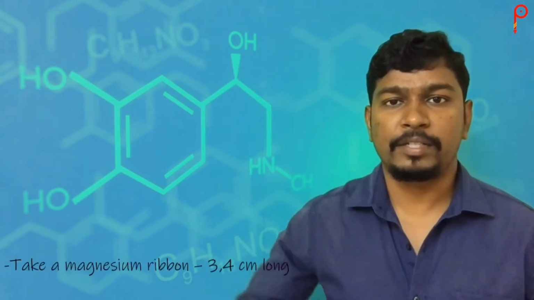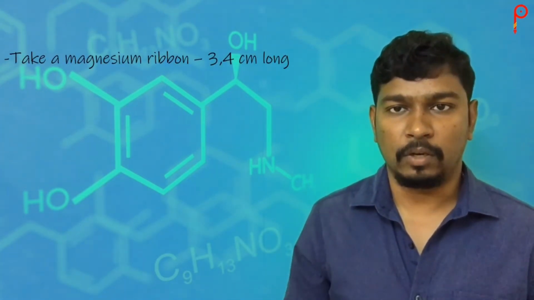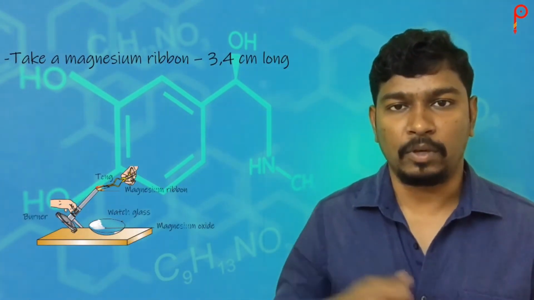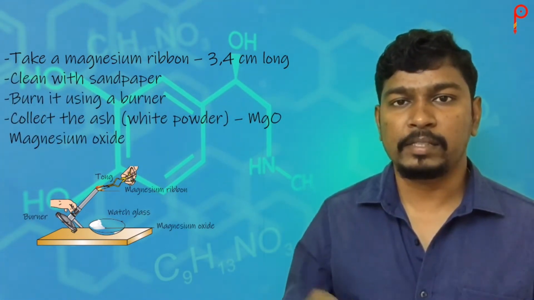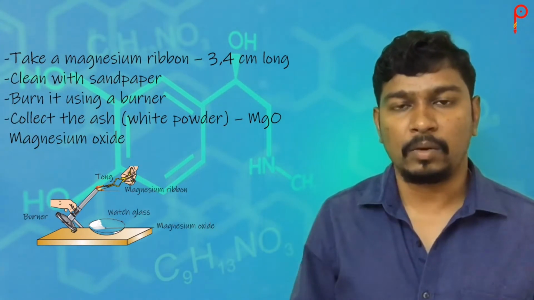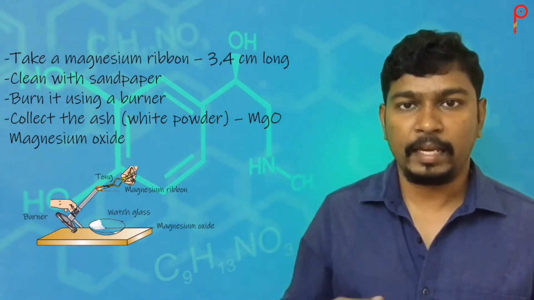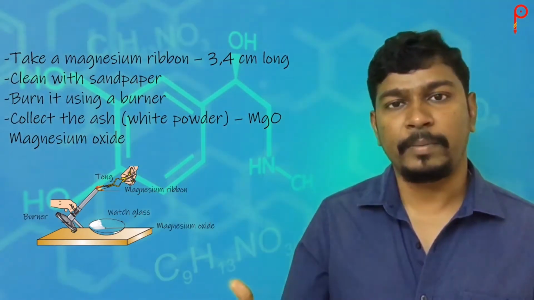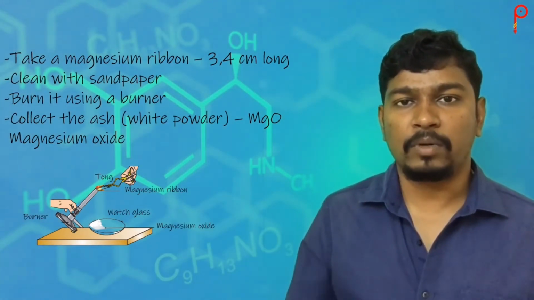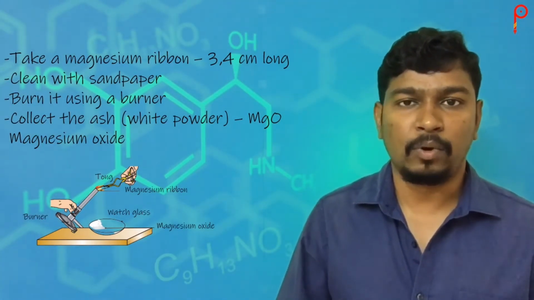We'll take a magnesium strip of 3 to 4 cm long and hold it with a pair of tongs and heat it using a burner. Now what we will find is some dazzling fumes coming out of the strip and white powder material, that is the ash, will be collected, and that powder is nothing but magnesium oxide.